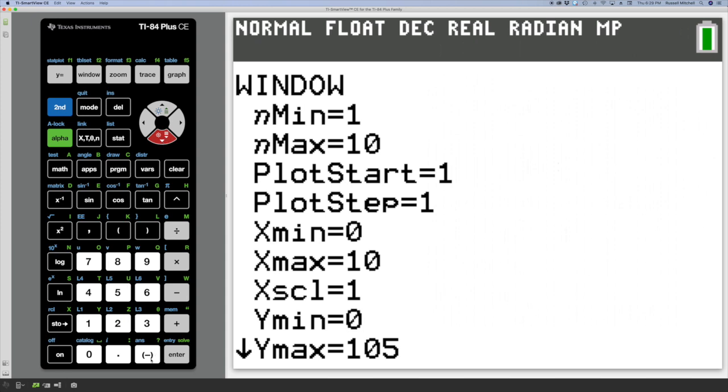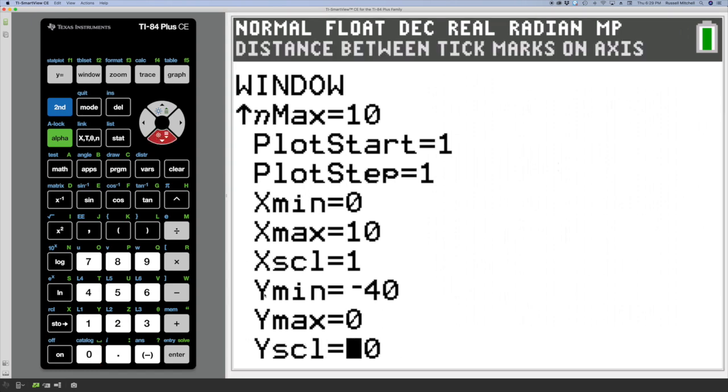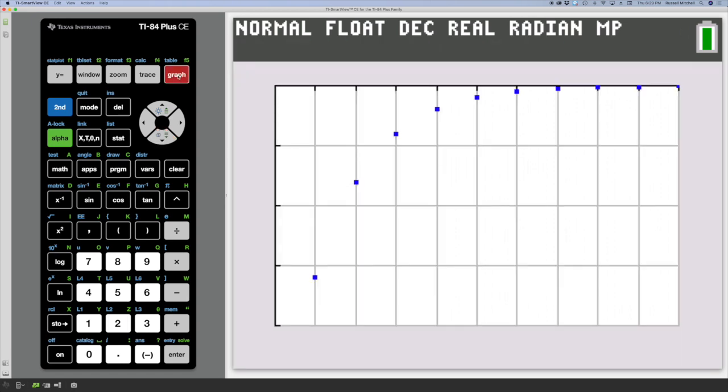So let's make this one like negative 40. And then let's make our Y max 0. And let's graph that. Well, let's do our Y scale first. Yeah, 10's good. 10 or 5. And let's go ahead and graph it. And so it looks like this.